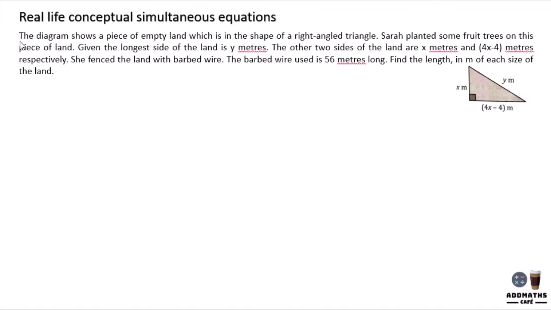Sarah fenced this land with a 56 meter long barbed wire. So find the length in meters of each side. I know that the question says x plus y plus 4x minus 4 will give you a perimeter of 56. I also know that y squared equals x squared plus (4x minus 4) squared. This is the hypotenuse formula.